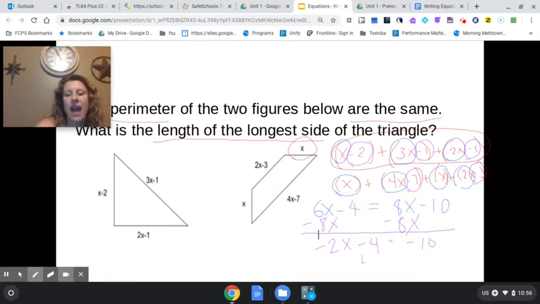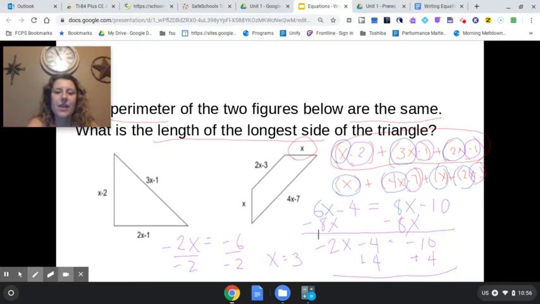And let's add 4 to both sides. We get negative 2x is equal to negative 6. And last step, divide both sides by negative 2, and I get x equals 3. So we know that this shortest side of the quadrilateral is 3. However, that was not the question that was asked.